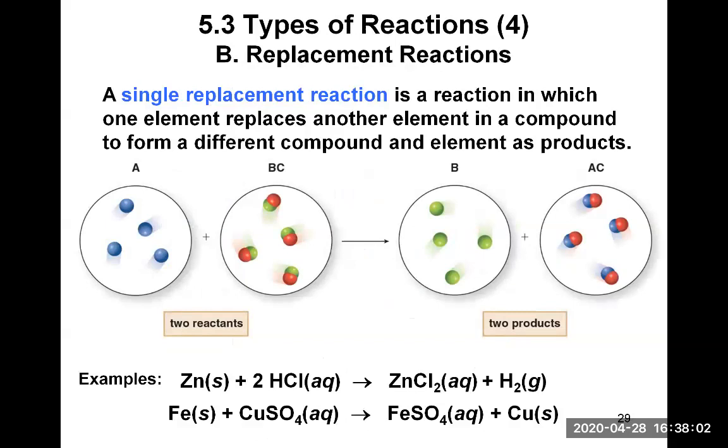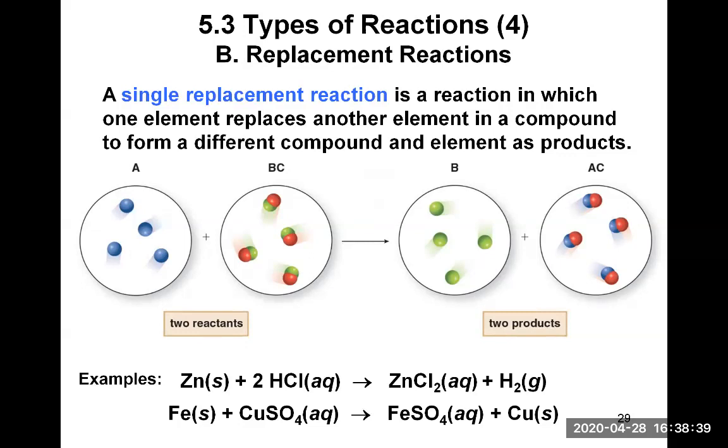Now, single replacement reactions. It's a reaction in which one element replaces another element in a compound to form a different compound and element as products. If we look at the generic form here, we start with element A and we add to it the compound BC. The C will combine with the element A and form a new compound AC, and then B will be by itself.